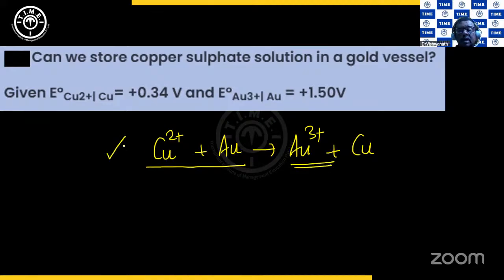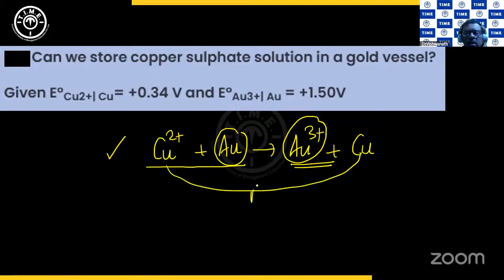Otherwise, if there is a chemical reaction, what is going to happen? The gold vessel is going to turn into gold ions. Means there is a dissolving of the vessel itself. So let us look at whether this is possible or not. Now, copper 2+ to copper is what? Reduction from +2 to 0. And this is oxidation. We know that reduction happens at cathode and oxidation happens at anode.